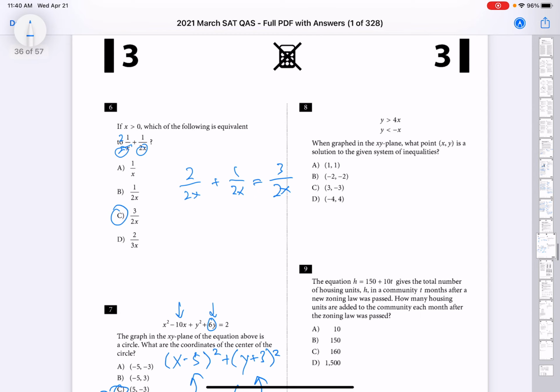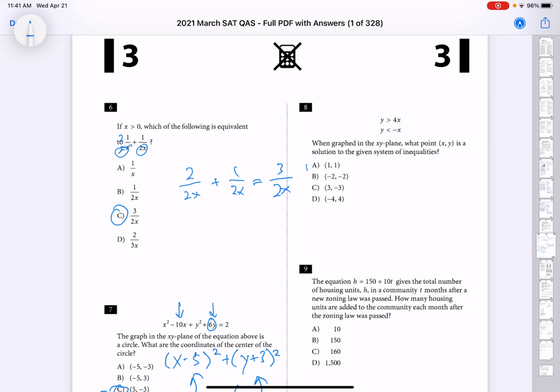All right, number 8. When graphed in the xy plane, what point xy is the solution to the given system of inequalities? Okay, so in order to do this one, you can either try to visualize it, so you can graph it. The other way that you can do it is just to start plugging in the numbers over here and see which one works.